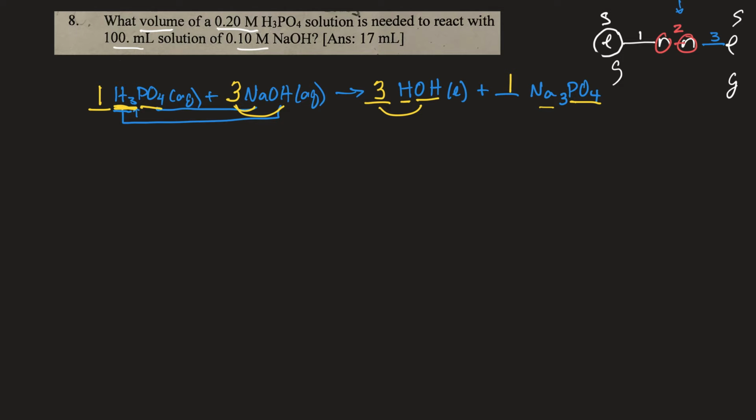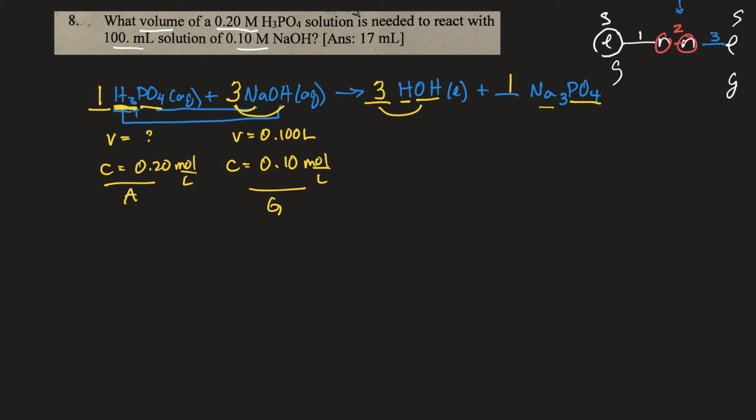Okay, let's write down underneath each substance what we have and what we want. What volume? So volume of this, and I have a concentration, is 0.20 molar, or moles per liter. And I have a volume here. Let's change that to liters, 0.100 liters. And I have a concentration of 0.10 moles per liter. Okay, so this is what I'll be given, and this is what I'm going to be asked. So this is the given side, this is the asked side.